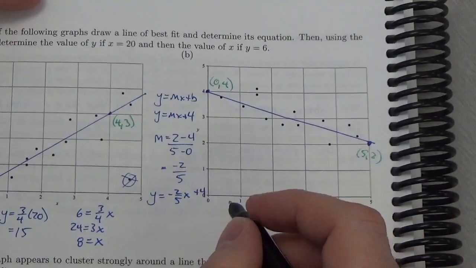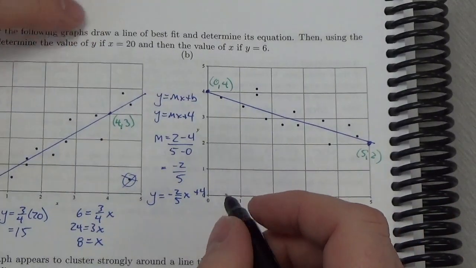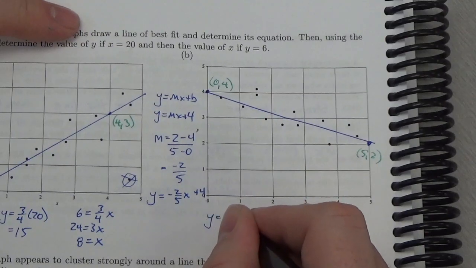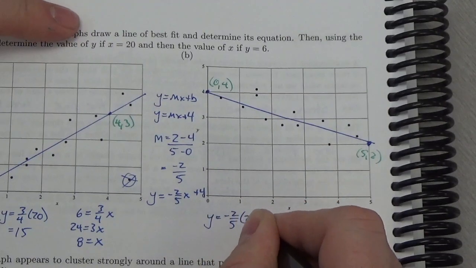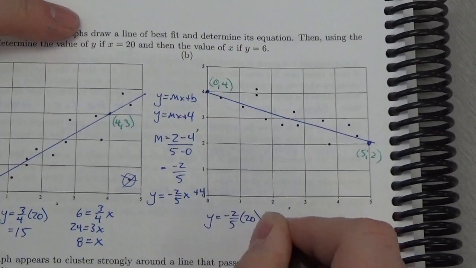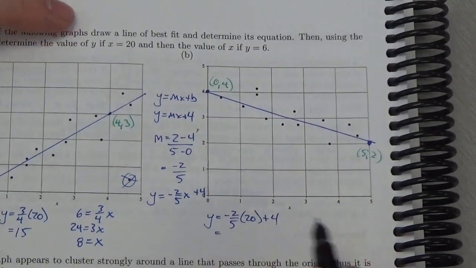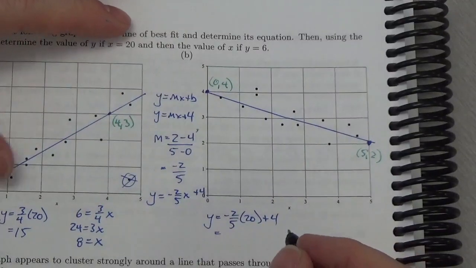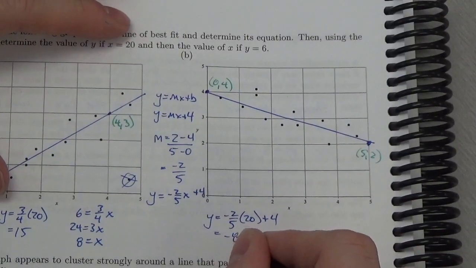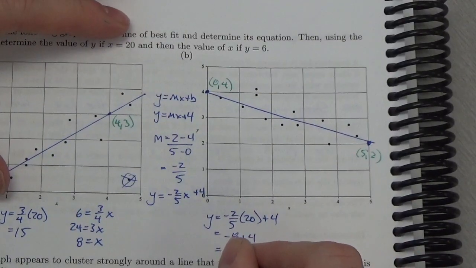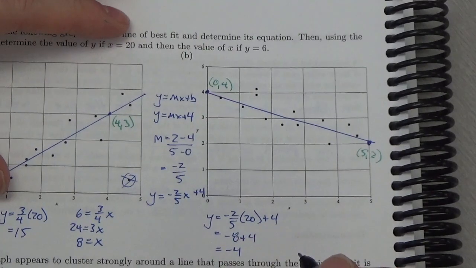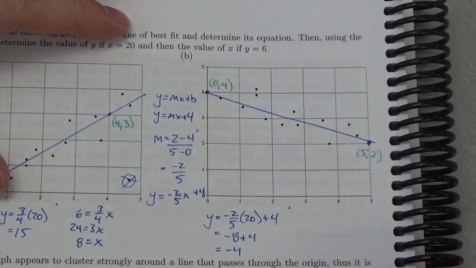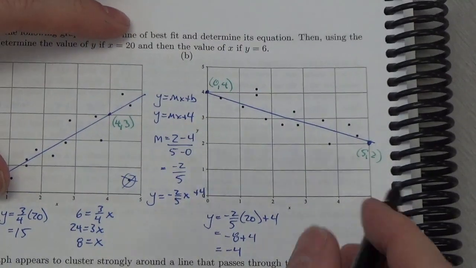And now I answer the questions that they were given here. What happens to y if x is 20? So y is equal to negative 2/5 times 20 plus 4. Okay. Well, 2/5 of 20 is going to be 8, and then there's a negative there. So it's going to be negative 8 plus 4. Well, the answer is negative 4. So what this means is this graph drops, and by the time I get to 20, I've dropped below the x-axis there.